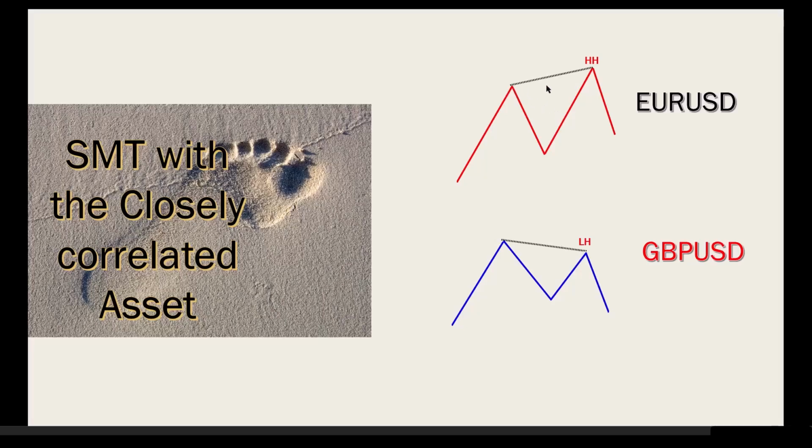The rally above this particular short-term high on Euro USD was meant to take out liquidity before we drop, before we reverse to the downside. So this is the crack in correlation. This one equates the anticipating bearish price action and the reversal to the downside. This is the SMT with a closely correlated asset.